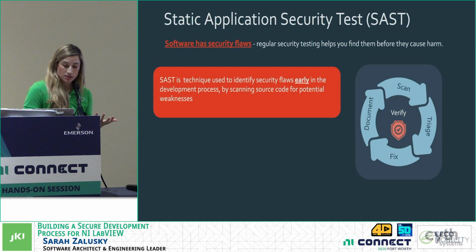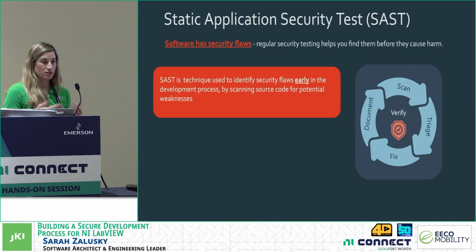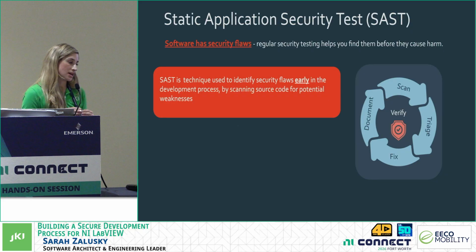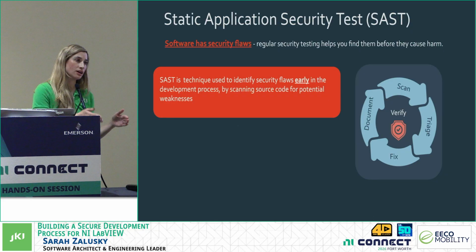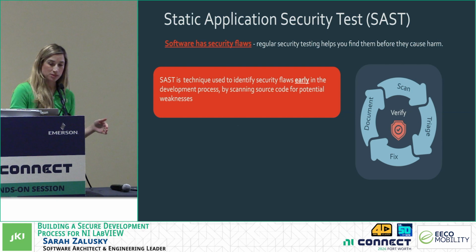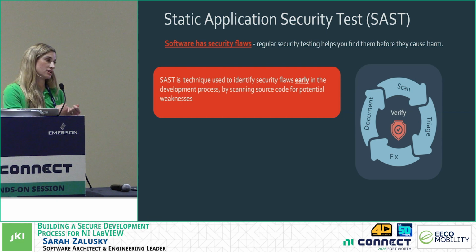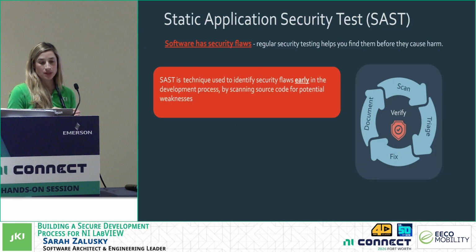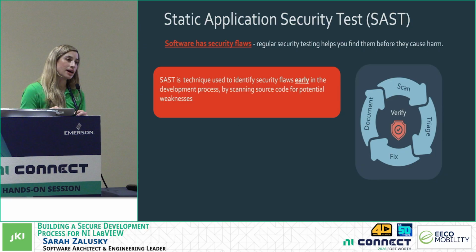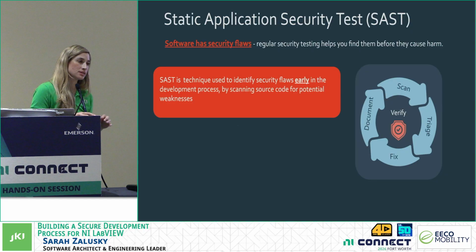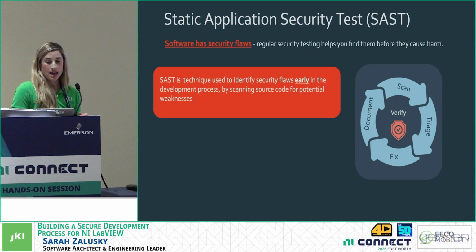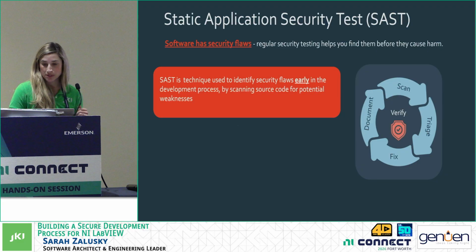So in general, all software has bugs and all software has security flaws, just like all software has bugs. Regular testing can help you identify these issues, and you want to do that testing as early on in your process as possible. Issues are a lot easier and less expensive to fix the earlier on in your process you find them. So static analysis tools allow you to look for security weaknesses in your source code at the time development is done. And it does this by scanning your code for potential weaknesses.